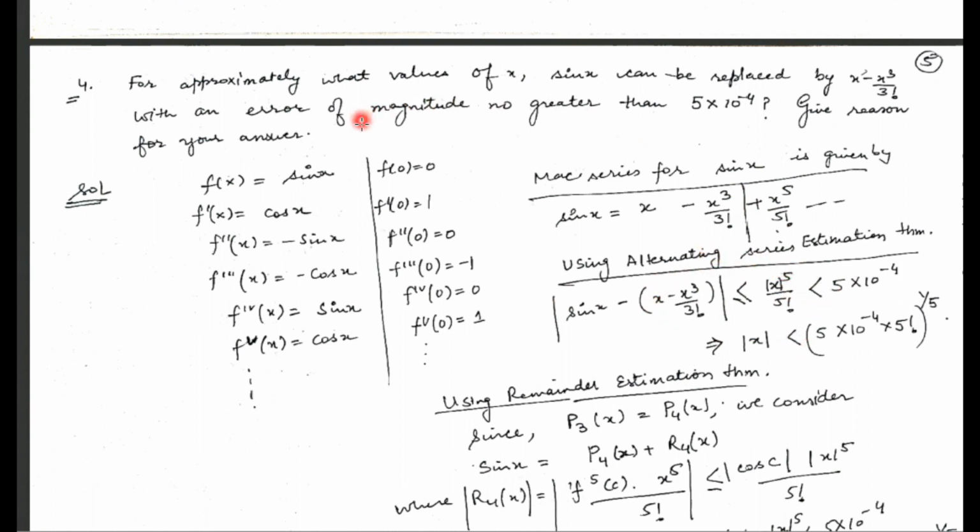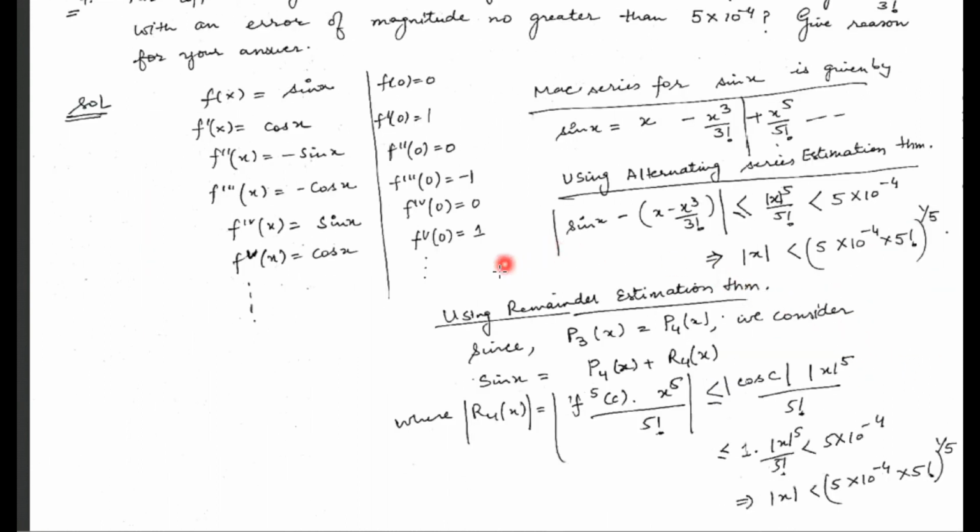In the question, we are given that the error of magnitude is not greater than this number, so it should be strictly less than 5 into 10 to the power minus 4. Now you just simplify this, and you will get the values of x for which, if we replace sin x with this series, the error is not greater than this number.